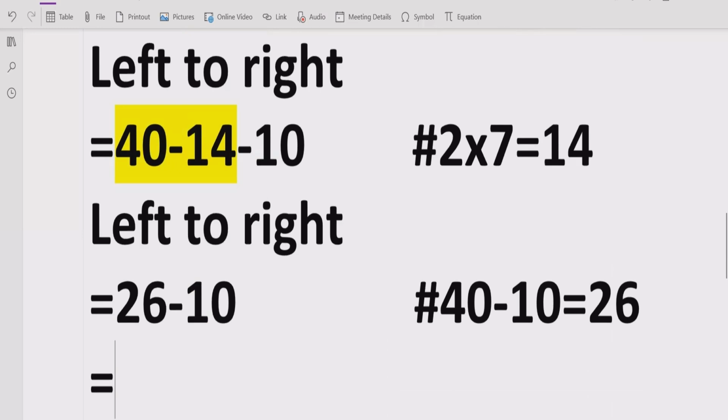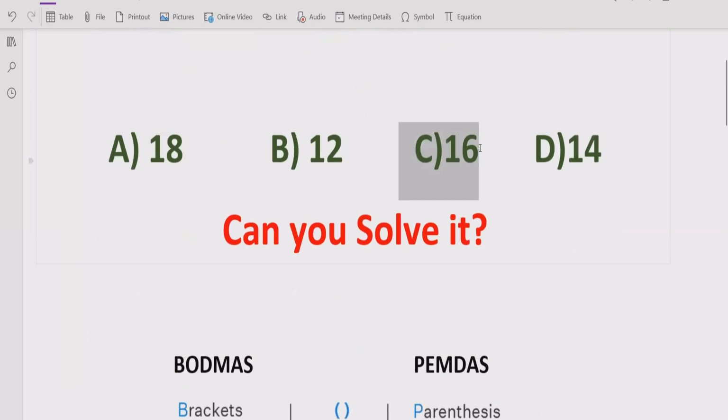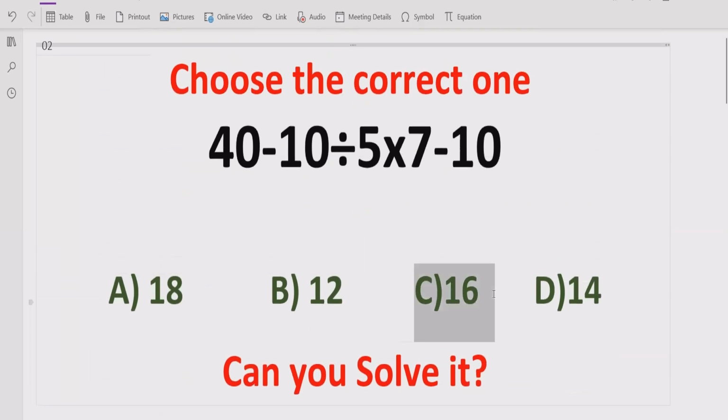So the answer of the given expression is 16. If you see the answer list, we get that C is the correct answer of this expression.